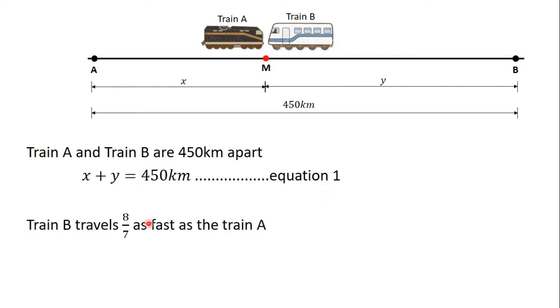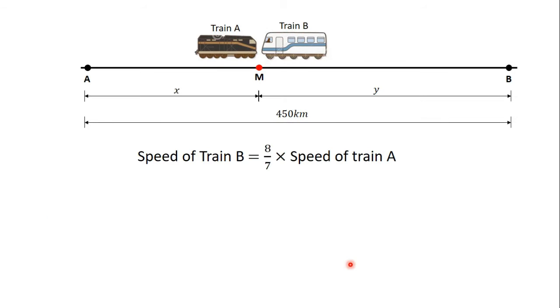The question also tells us that train B travels 8/7 as fast as train A. This means that if we want the speed of train B, we will have to multiply the speed of train A by 8/7. So the speed of train B is equal to 8/7 times the speed of train A. Now, we will have to find the speed of train B and the speed of train A.